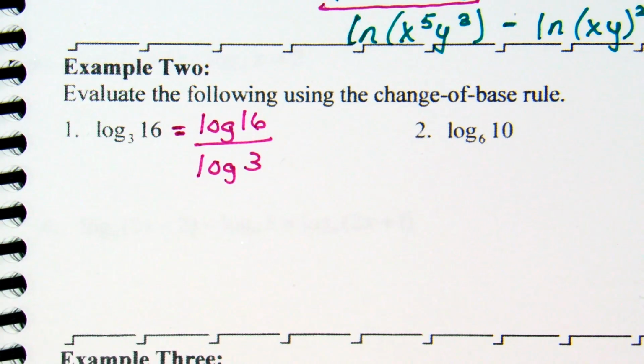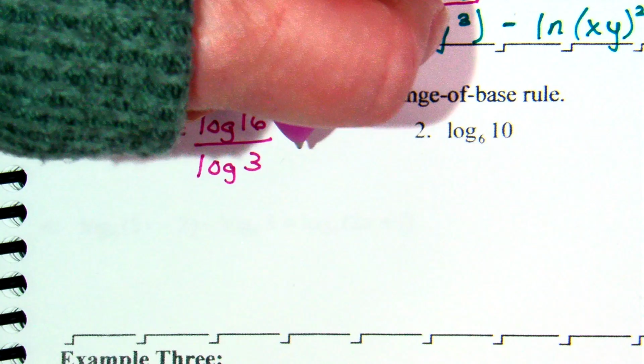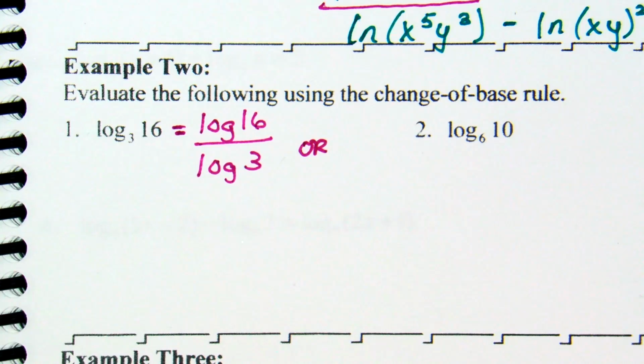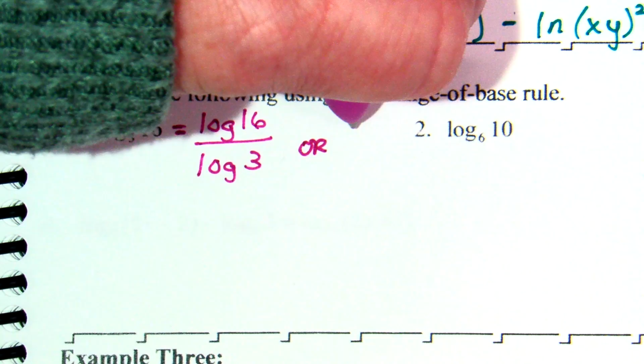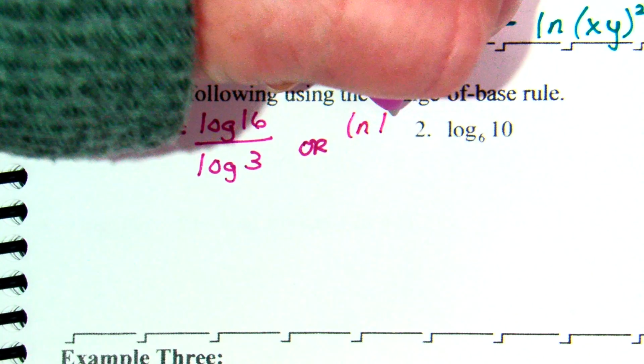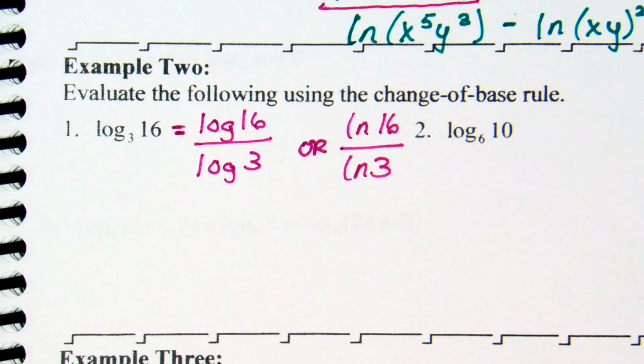Now, Levi had said log 16 divided by log 3. What's the other option here? Instead of log base 10, what's the other one my calculator does? Log base E. So in other words, natural log 16 divided by natural log 3. It doesn't matter what you do. When you're solving equations, you might come down to, do you see other 10s in the problem? Do you see other E's in the problem? But for just what we're doing, finding the value, it doesn't matter.